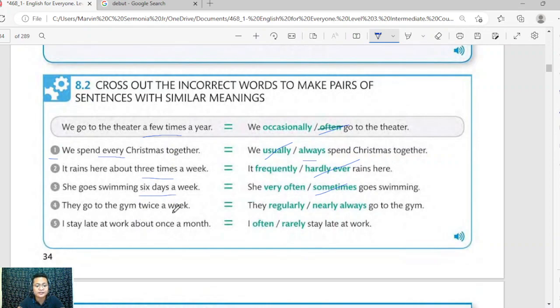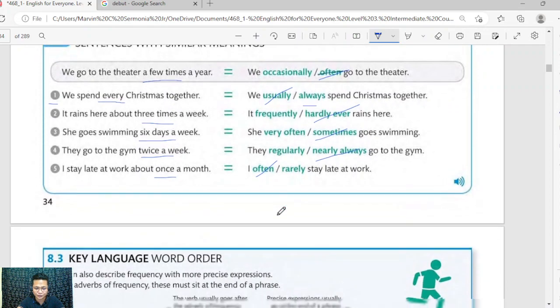Okay? Number four, they go to the gym twice a week. Which one should be crossed out? Correct. So we need to cross out nearly always. And lastly, I stay late at work about once a month. So it is only once a month. Okay, so we need to cross out often. Okay, very good. I know this short activity helped you understand better when to use those kinds of adverbs of frequency.